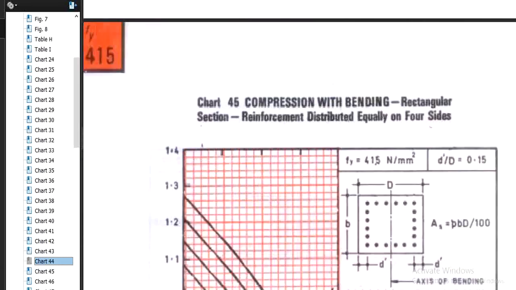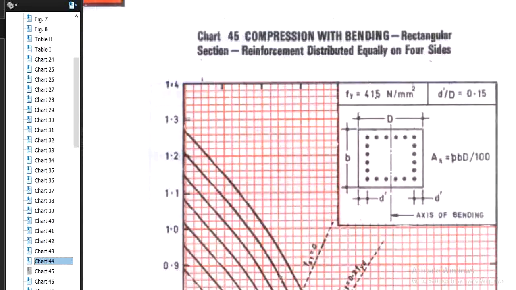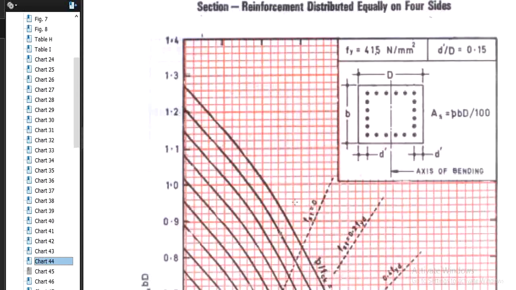Next you can see again I am going to select chart number 45 also, because it is satisfying all the conditions, that is grade of steel, distribution of steel, as well as d dash by d is equal to 0.15.